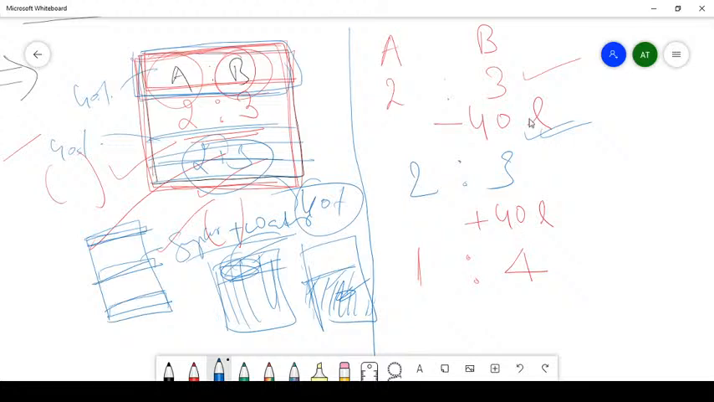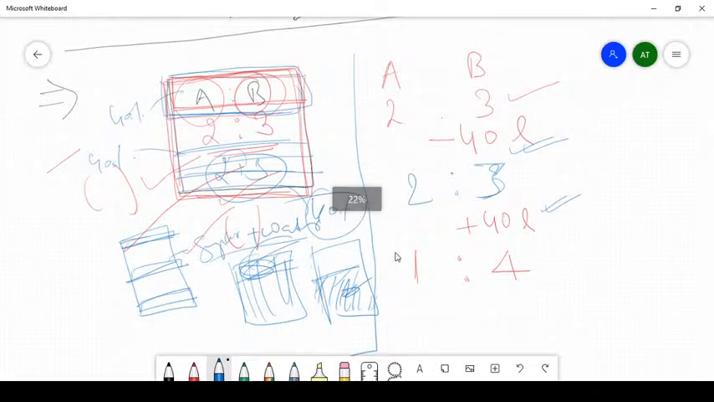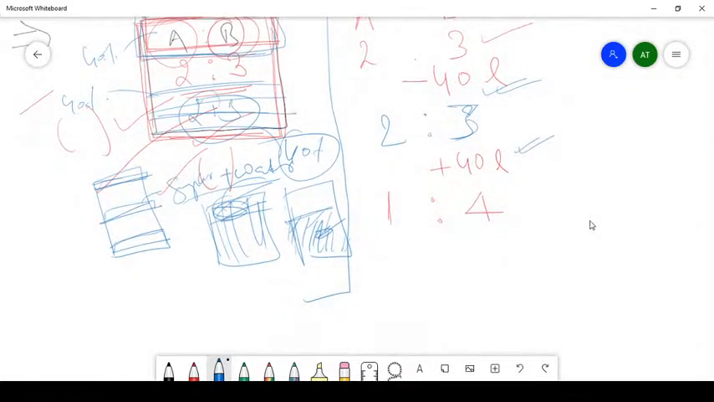Now it says that it is replaced by 40 liters of liquid B. That means we add 40 liters of B to the vessel. As we add the quantity of B, of course the ratio changes. It is changed to 1:4. Then how does it calculate the ratio? Again it calculates the quantity of A, and the quantity of B, and compares the quantity of A to the quantity of B, and gets the ratio 1:4.